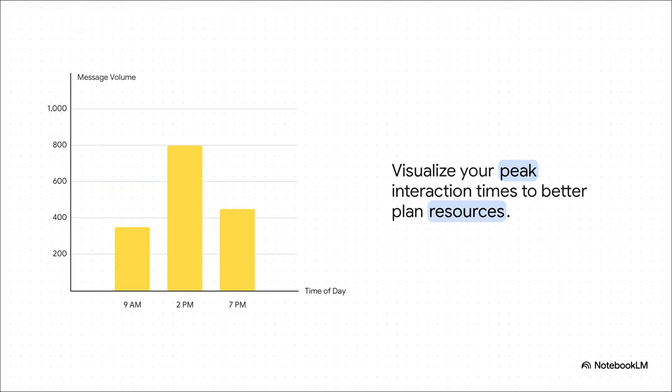Just take a look at this chart for a second. This is a perfect example. You can instantly visualize your peak interaction times. I mean, knowing that your traffic surges at 2 p.m. helps you manage resources, plan for human handoffs, and just generally refine your agent's skills for those high-volume periods.